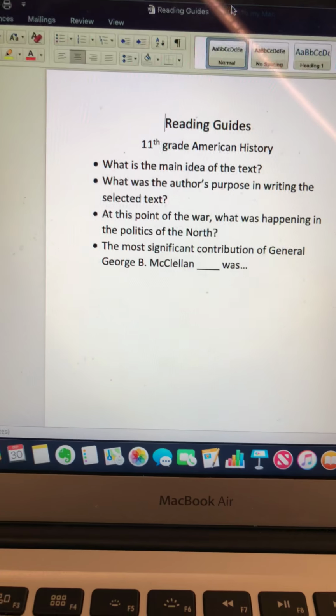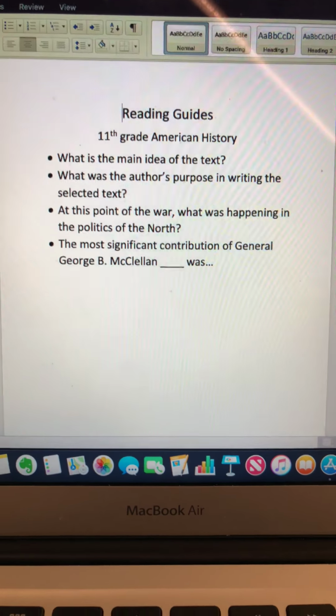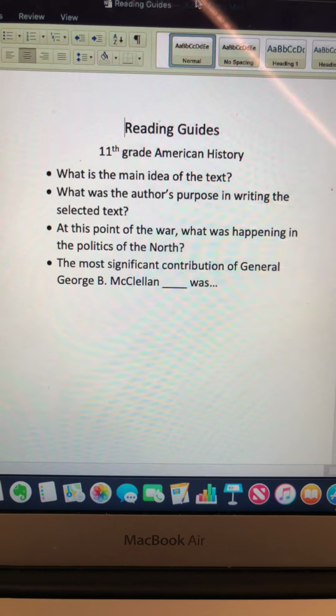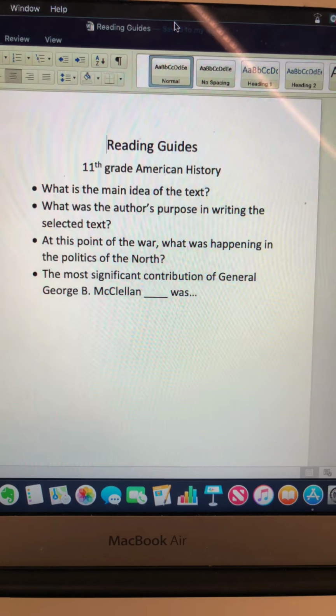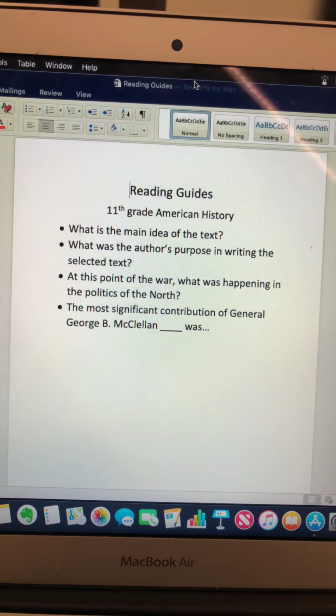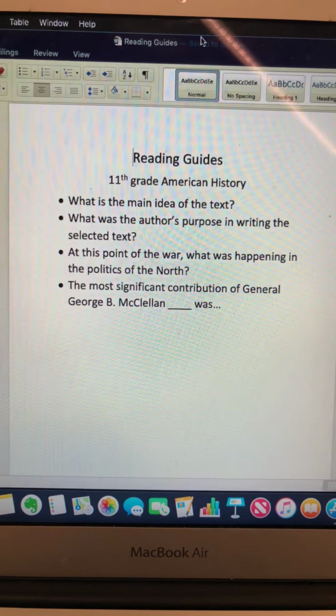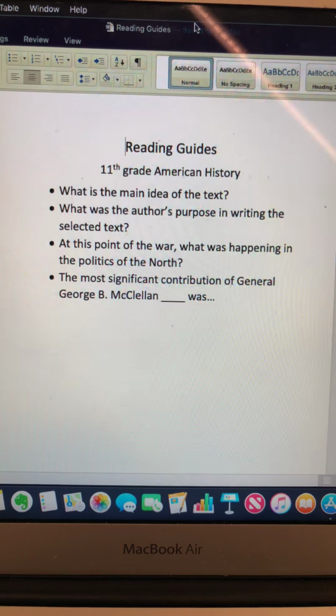So, starting with an explanation of the model, reading guides begins with the teacher determining the major concepts from the text and then considering each student's knowledge related to the concepts. The teacher will then design a guide for students to navigate the main ideas and supporting details of the text.